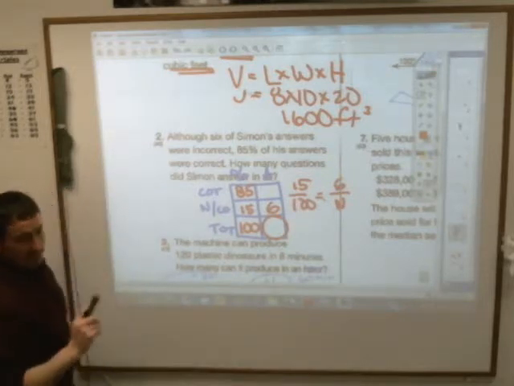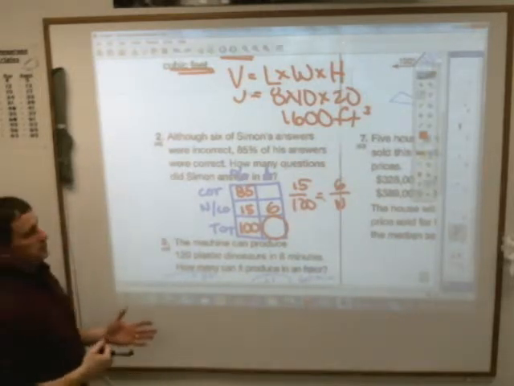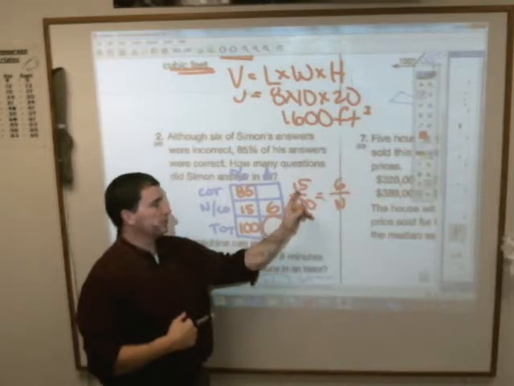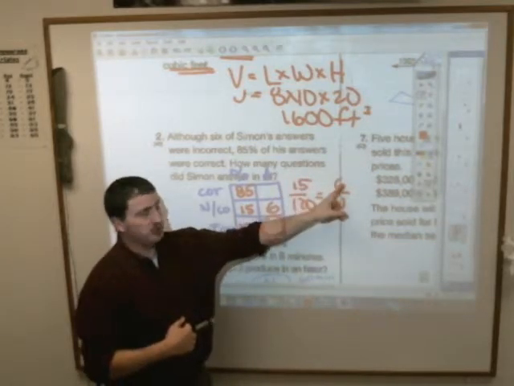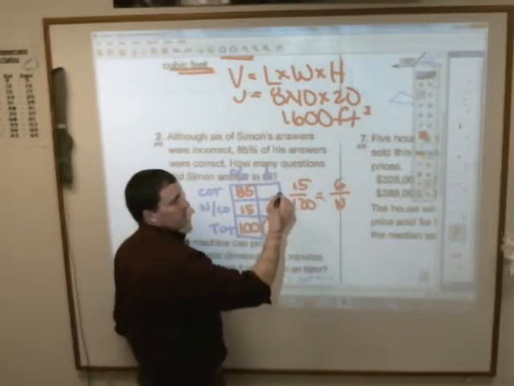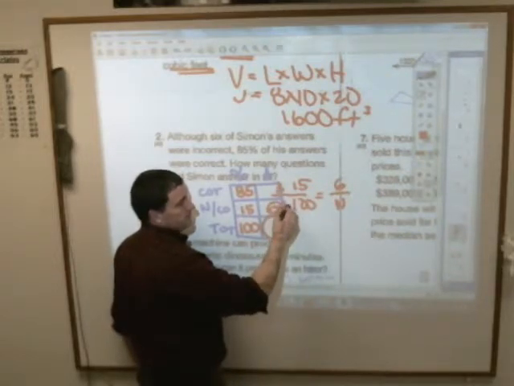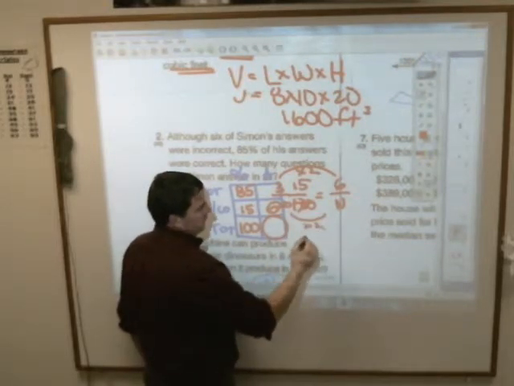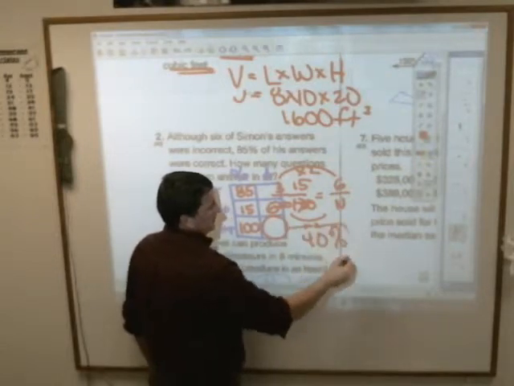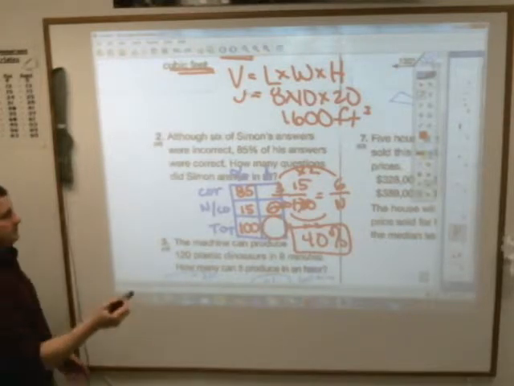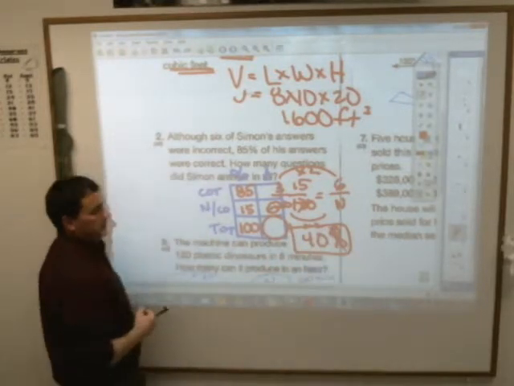Again, this is just a matter of figuring out the easiest way to do this. You can still do cross products, 15 times n equals that, or you can look to reduce this to see if you can get it down to a number that multiplied will give you 6. What goes into 15 and 100? 5. So if you reduce it by 5, you end up with 3 over 20. 3 times what is 6? 2. And 20 times 2 is 40, and that is your answer. Or 40 problems, sorry, it's not a percent.